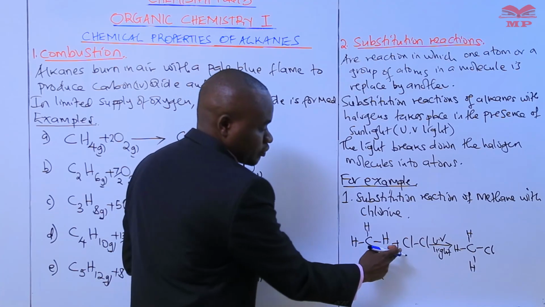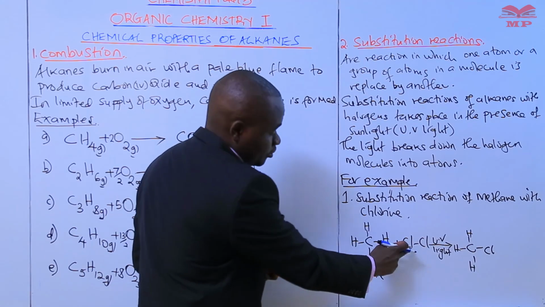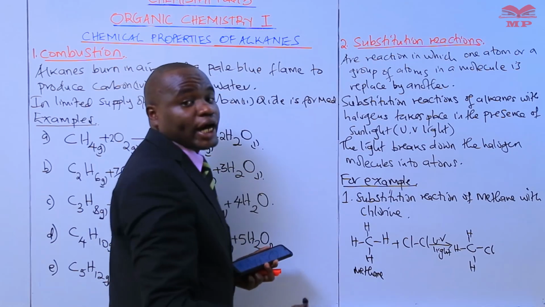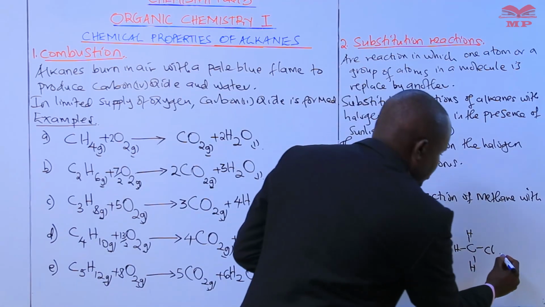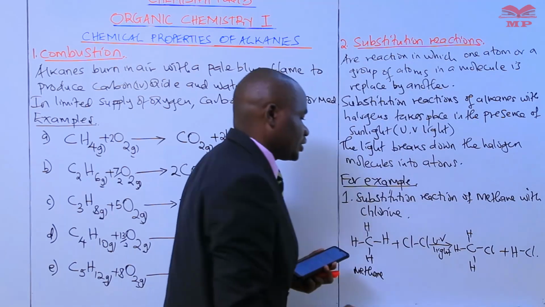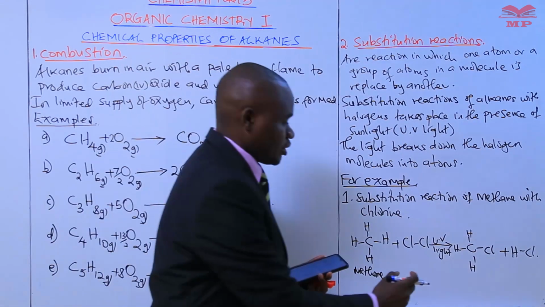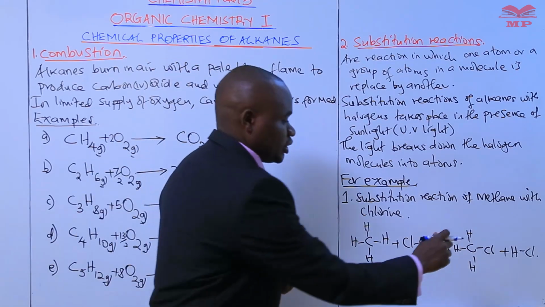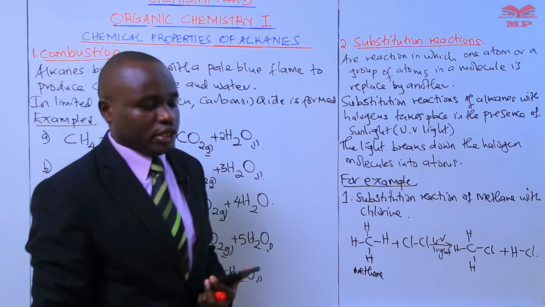And then we shall be left with 1 chlorine atom. This 1 chlorine atom will combine with this hydrogen. Then we shall form another product. And that other product is called hydrogen chloride. So we have 2 products. We have one having carbon with 3 hydrogens and 1 chlorine, and the other one having HCl.